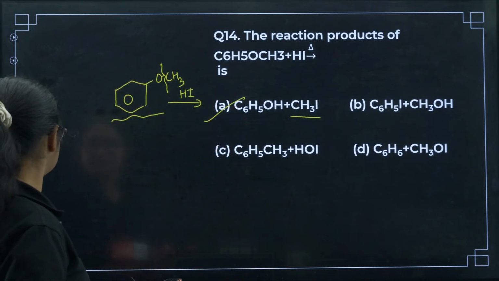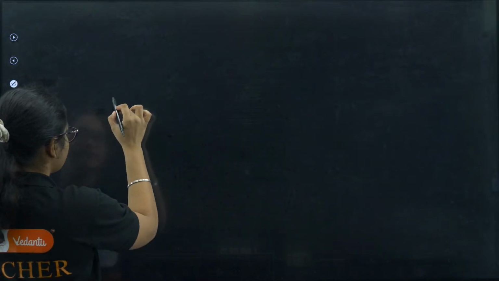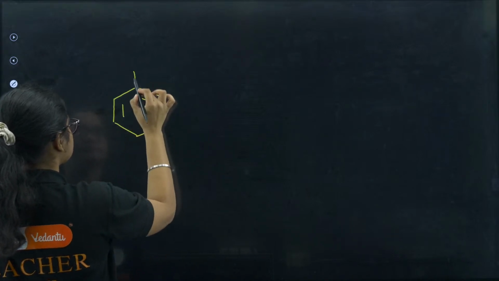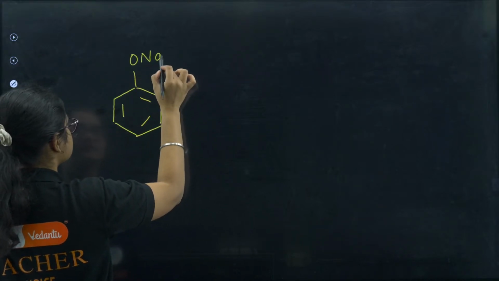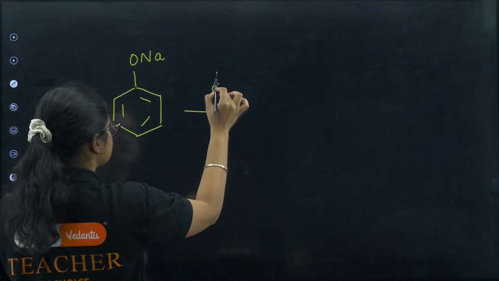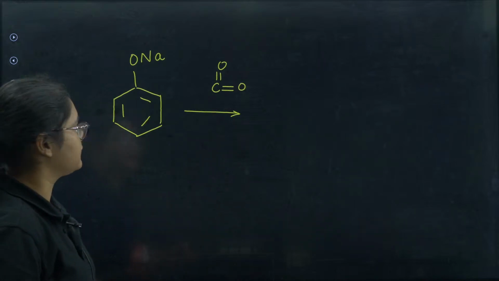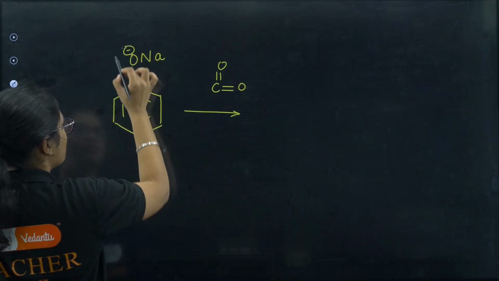Now let me discuss Chandan's doubt here. He has asked a very good question. So how to identify which one will attack here? Now see, you had this one, right? ONa was there and CO2 was there. Now if you see, this one is actually in the form of O minus.